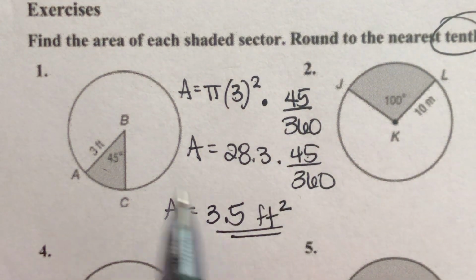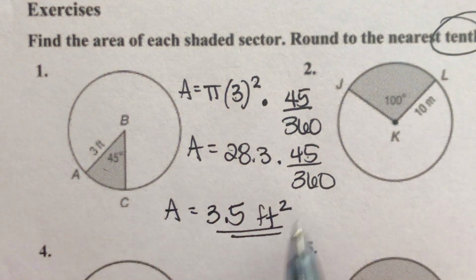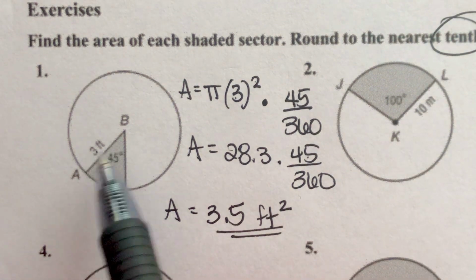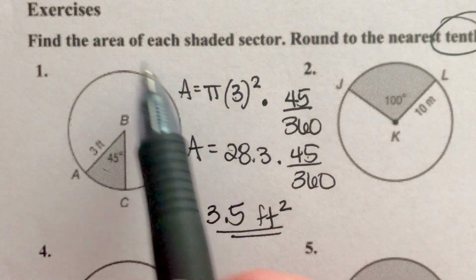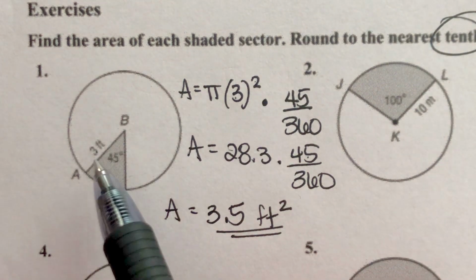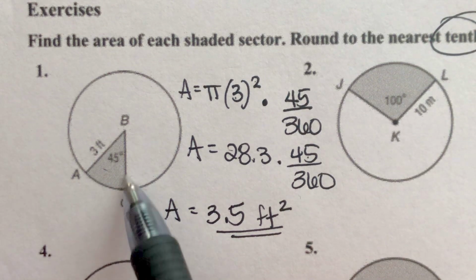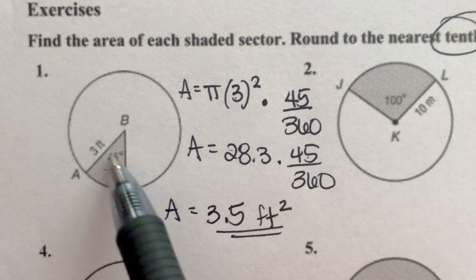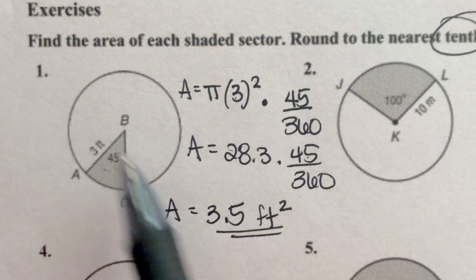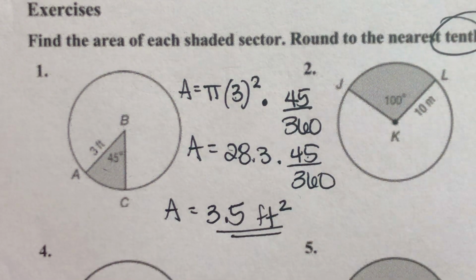That's in feet, and area is squared. So when I first did this, I thought, how is the area 3.5 feet squared if the radius is 3 feet? Wouldn't it be way bigger than that? But we're not looking at the area of the whole circle. We're only looking at this little piece, right? This is just a little portion. So yes, it makes sense that the area of just this slice is 3.5 feet squared.